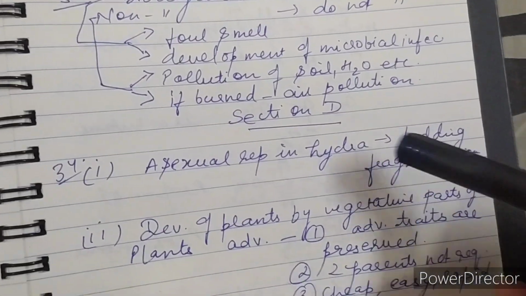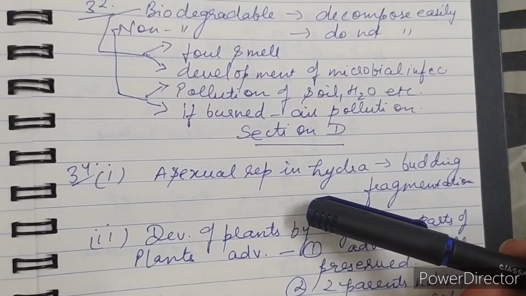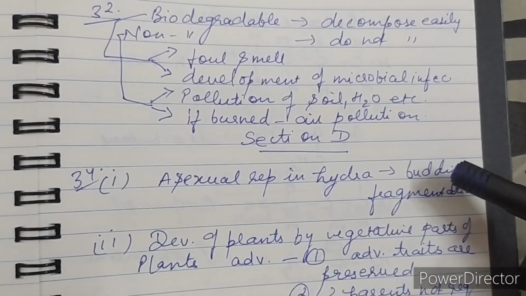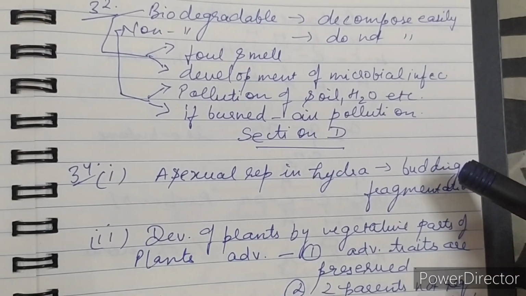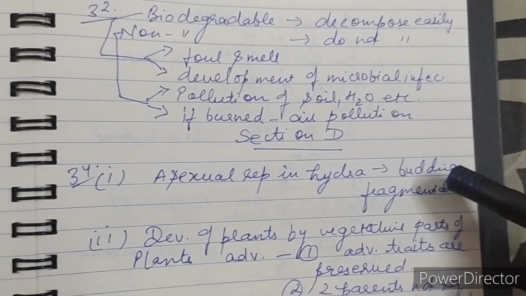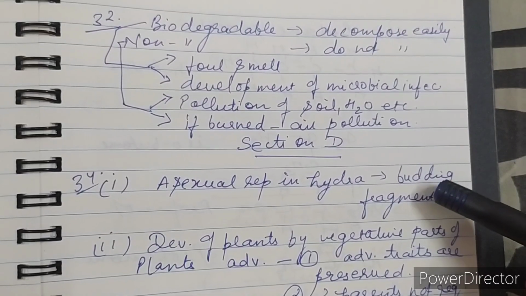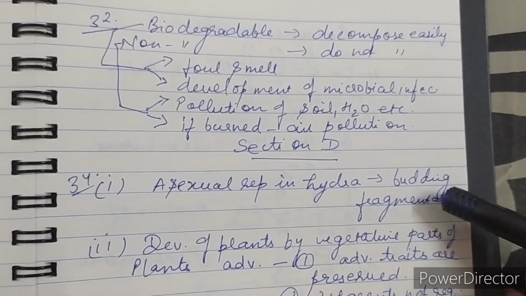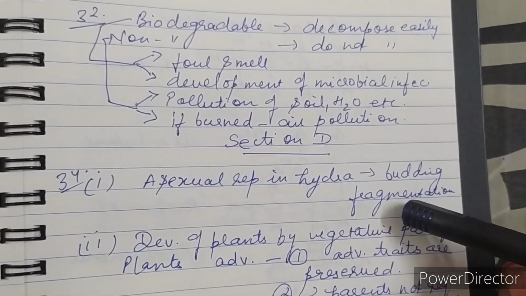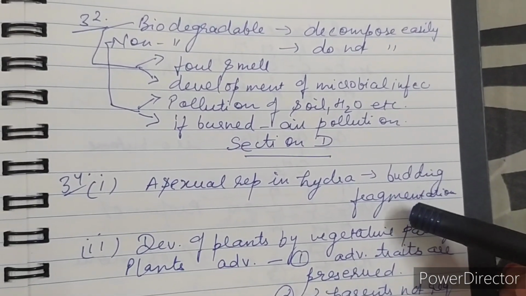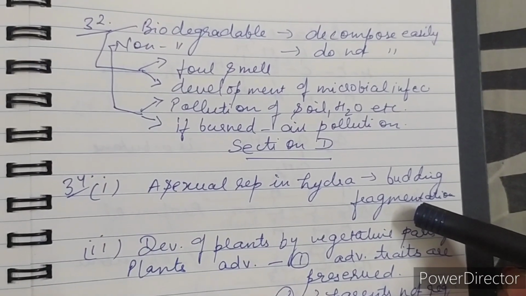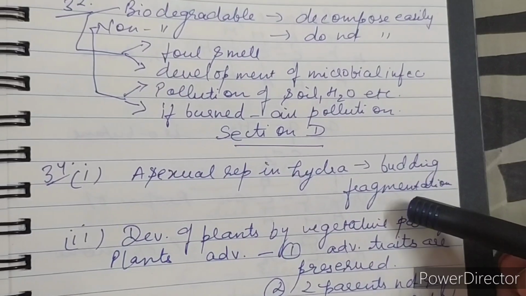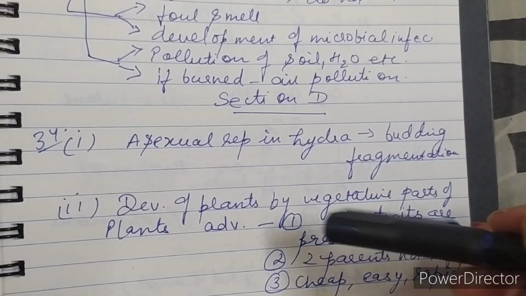Next is section D. Asexual reproduction has been asked to explain in Hydra. It takes place by budding, in which a lateral bud develops from the lateral side of the Hydra, and it develops a mouth and tentacles. When it is fully developed, it detaches itself from the parent body and starts a solitary life. And next is fragmentation, in which any broken part of the Hydra body develops into a full complete Hydra. So both are modes of asexual reproduction in Hydra.